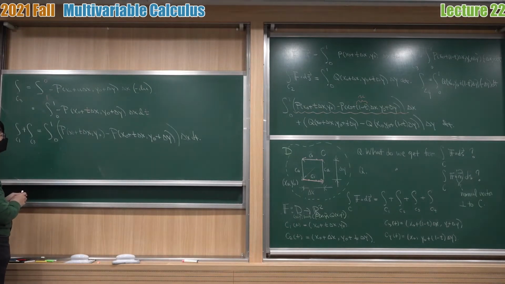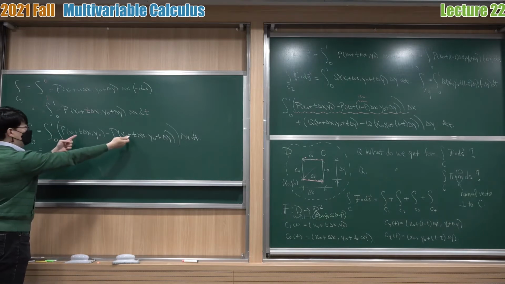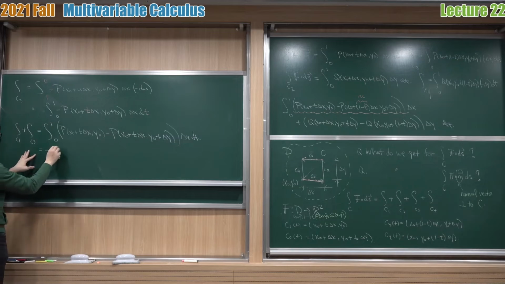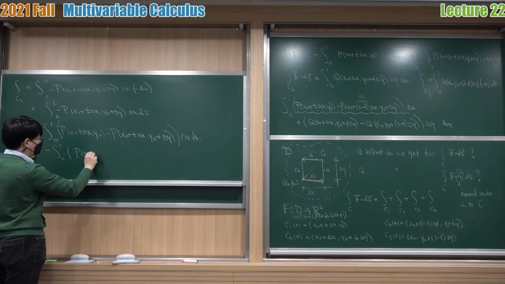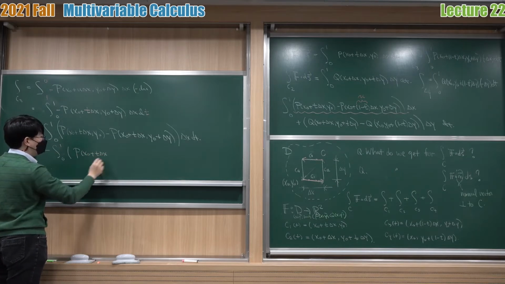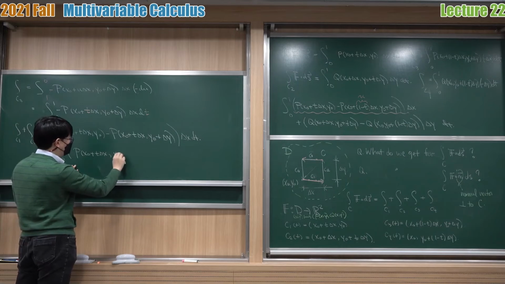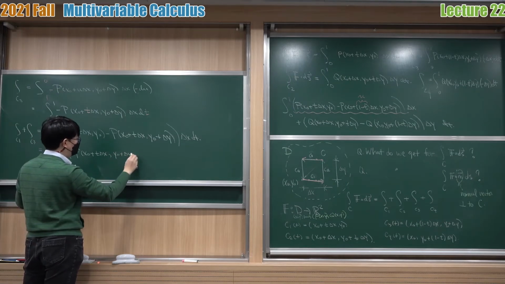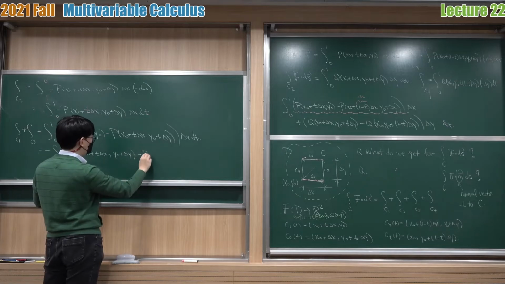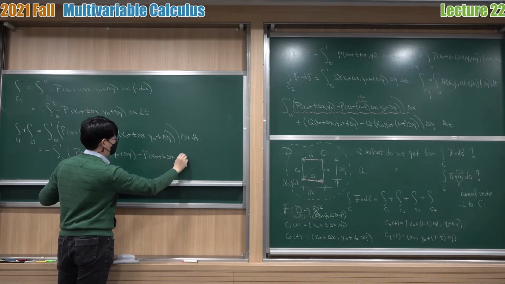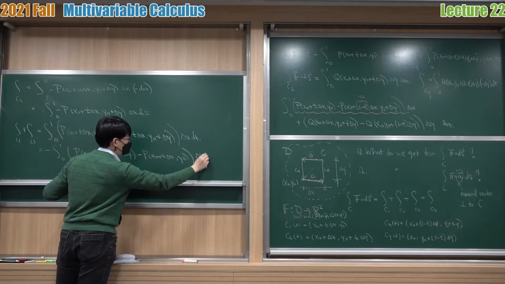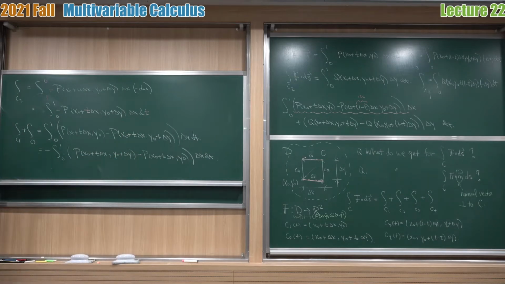For simplicity, let's interchange this subtraction and put the minus outside. So minus the integral from 0 to 1 of p at x0 plus t delta x, y0 plus delta y, minus p at x0 plus t delta x, y0, delta x dt. Now let's use the mean value theorem.